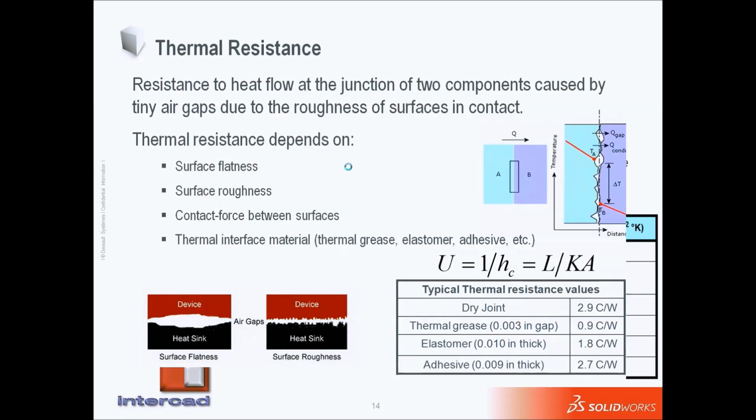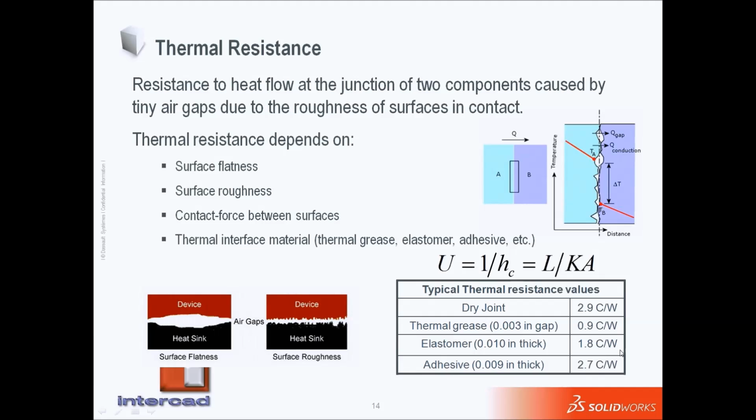Okay, one extra note we would like to introduce here: if we have two solid domains with different surface flatness or roughness or contact, then we have two mechanisms of heat transfer between the solids, conduction and convection. As you can see, we have air gaps here. In this case, we have to introduce a thermal resistance, which is the resistance to heat flow at the junction of two components caused by tiny air gaps due to the roughness of the surfaces in contact.